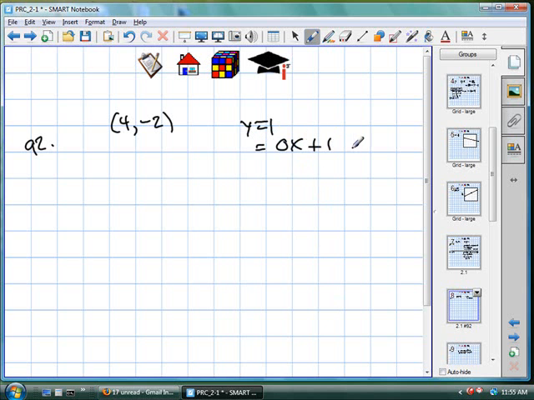Couldn't you think of it that way? It's like 0x plus 1. Okay, now you can see more clearly what's true of this line. It has a slope of 0 and a y-intercept of 1. Okay, so part A. What's the equation of a line parallel to this line that goes through this point?